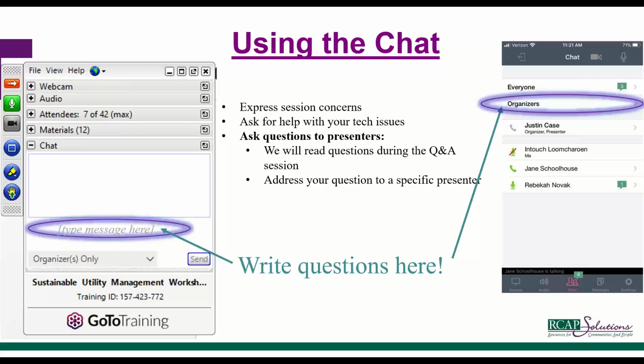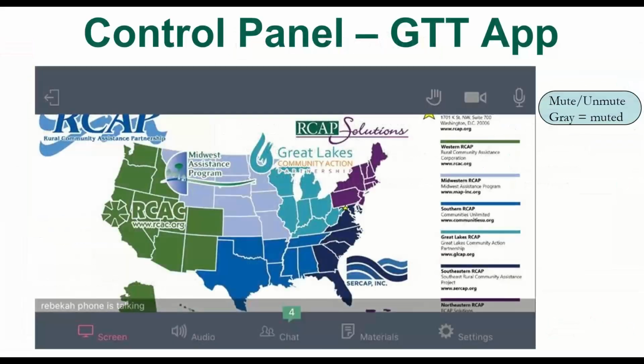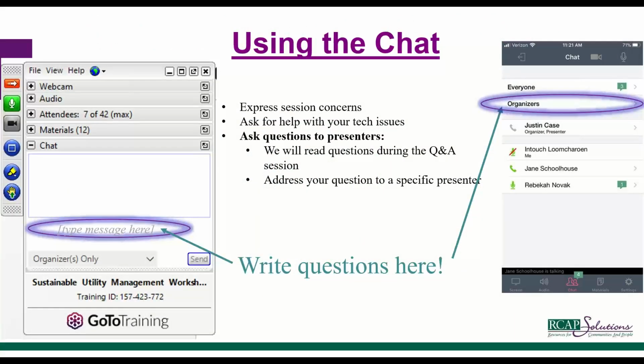If you're connecting via the app, meaning on a smart device, you'll just tap once on your screen and you can see all your control panel options. Yep, it'll look just like that. You can get to all the same things that everybody on the computer can do. And then lastly, this is how you find your chat box, under the little chat blurb icon. Everything has an icon these days. Let us know about your tech issues and ask your questions to the presenters. And that's it. Thanks, Kathy.